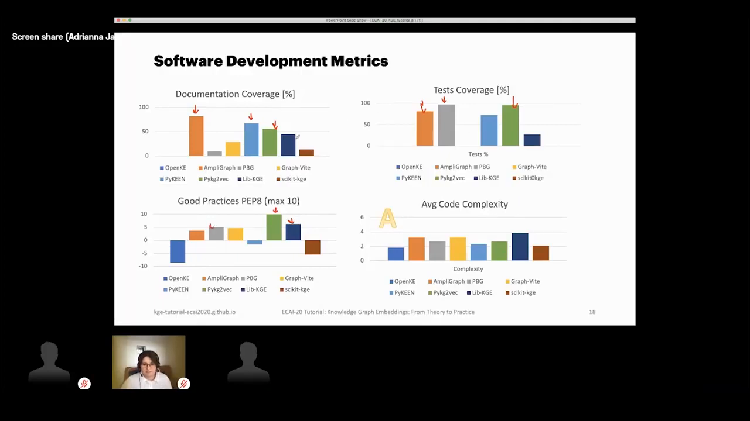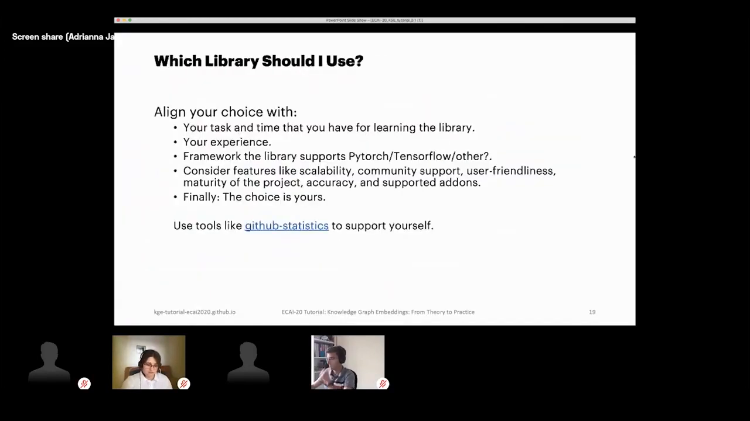So we can see that there are different levels of good practices, documentation coverage, and test coverage. We would like to have 10 in good practices, 100% documentation coverage and 100% test coverage. Sometimes it may not be possible, but that can suggest that the code is very readable and high quality. Then we have average code complexity. Here all the libraries scored in class A, so it wasn't so complex, so it was good.